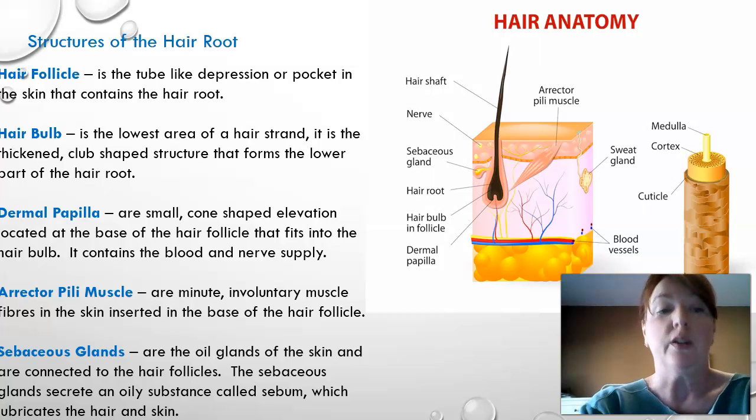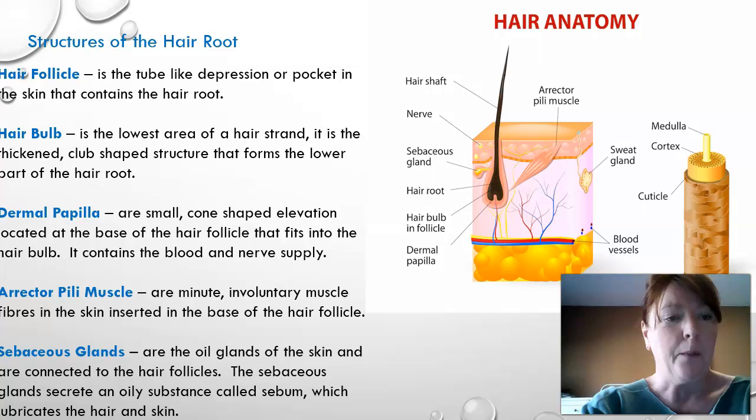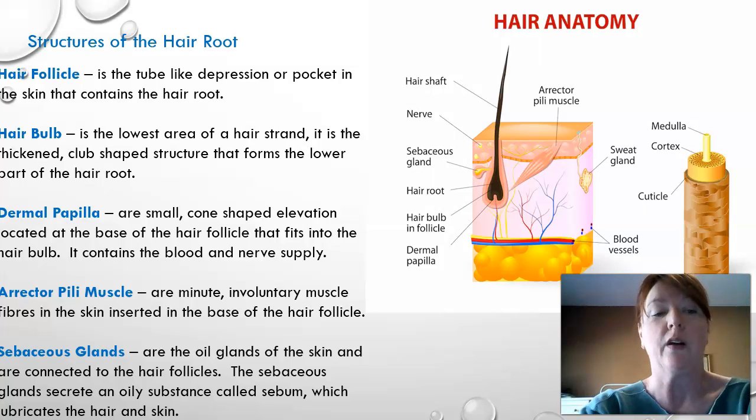So the hair follicle is the tube-like depression or pocket in the skin that contains the hair root. The hair bulb is the lowest area of the hair strand. It is a thickened, club-shaped structure that forms the lower part of the hair root. The dermal papilla is a small cone-shaped elevation located at the base of the follicle that fits into the hair bulb, and it contains the blood and nerve supply.